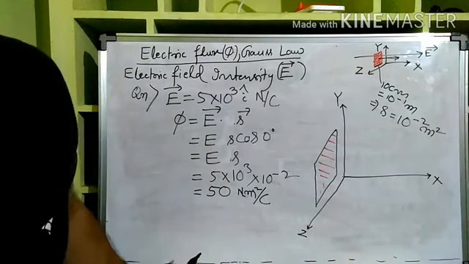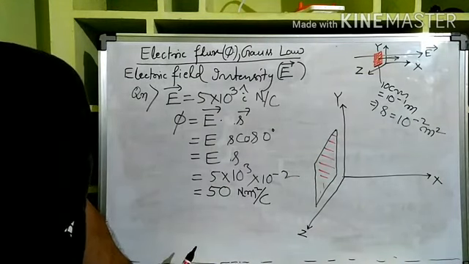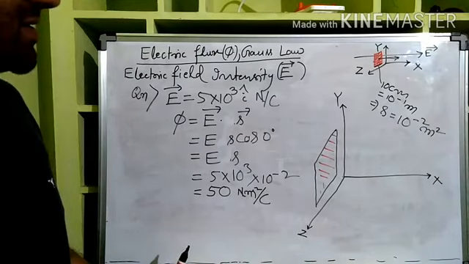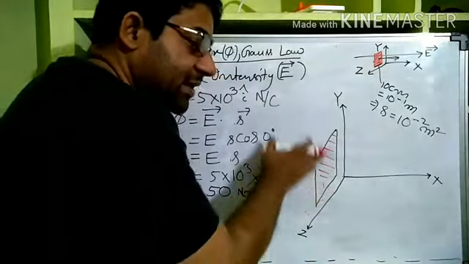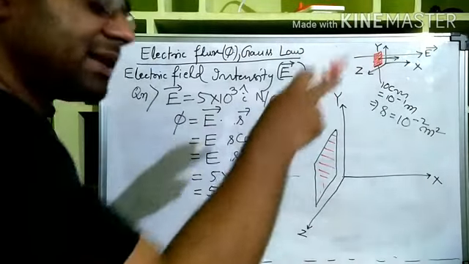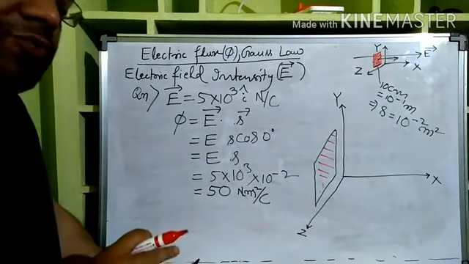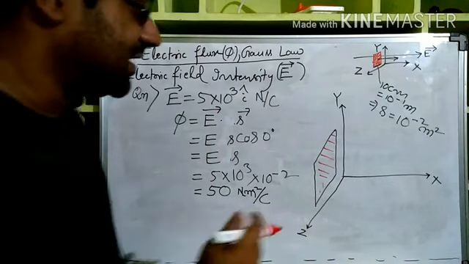But now it says what would be the flux through the same square if the plane makes a 30-degree angle with the x-axis. See, listen carefully. The plane means this plane. This plane makes 30-degree with the x-axis. That means its direction makes with the x-axis, what angle does it make? Isn't it 60-degree?